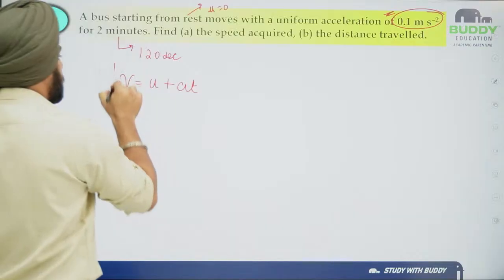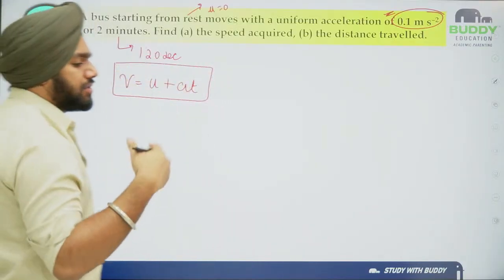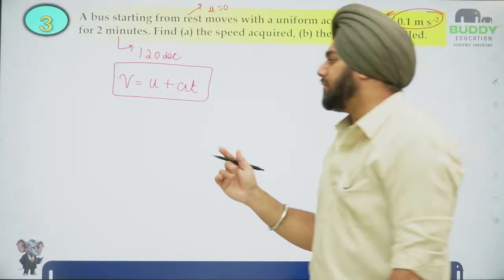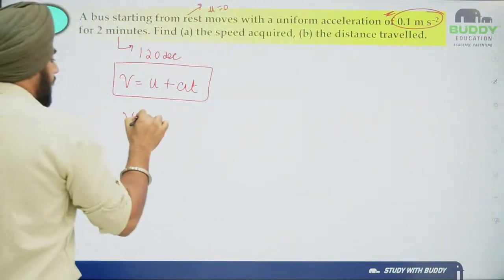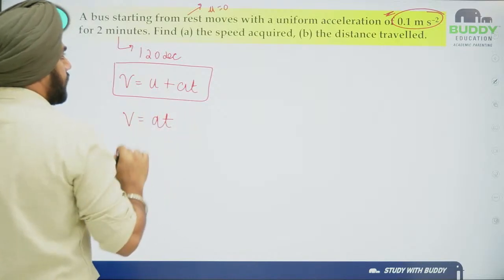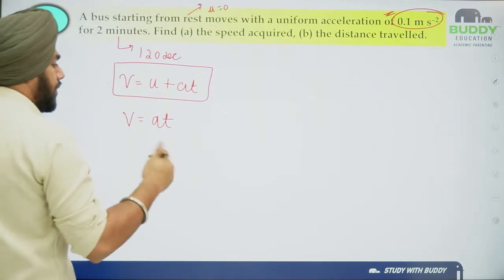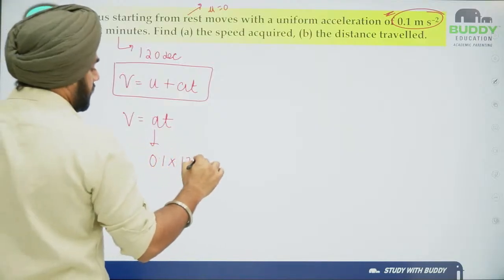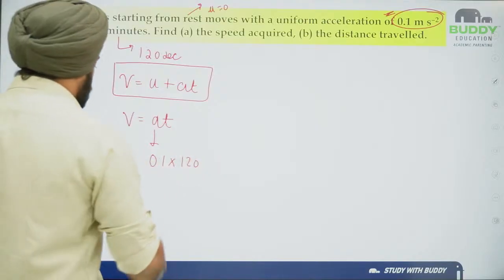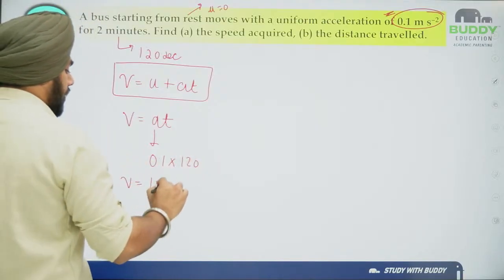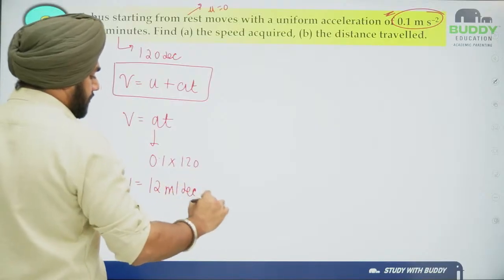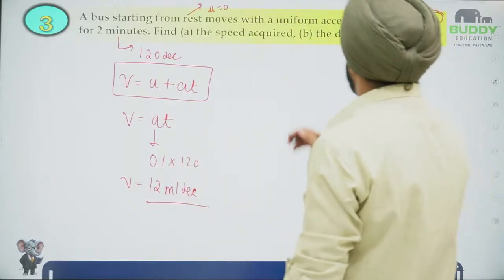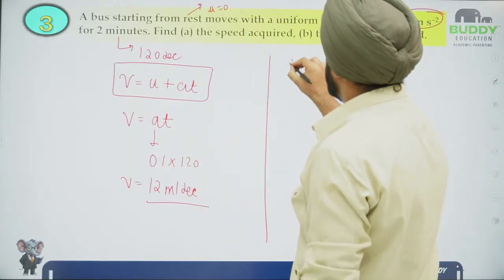So just use this equation. This is known as the first equation of motion, which relates velocity with the acceleration and time. Here initial velocity is 0, so v is equal to at. Acceleration is 0.1, time is 120. So the final velocity will be 12 meter per second.